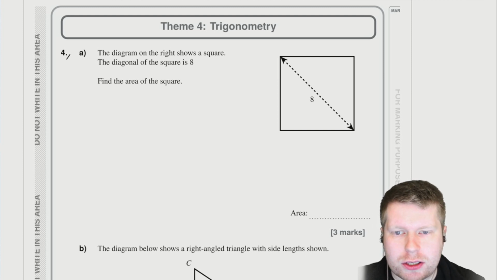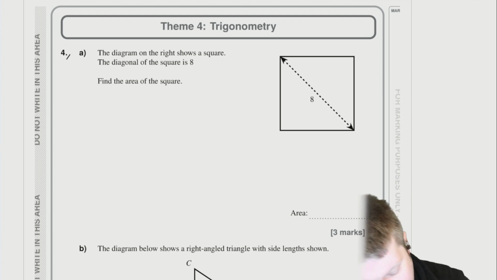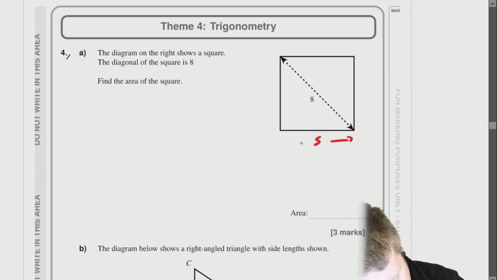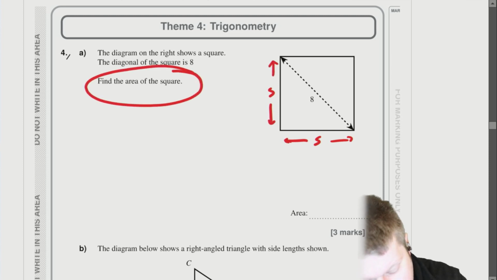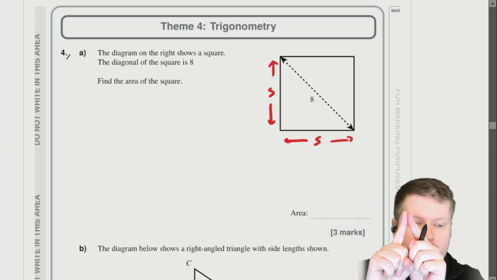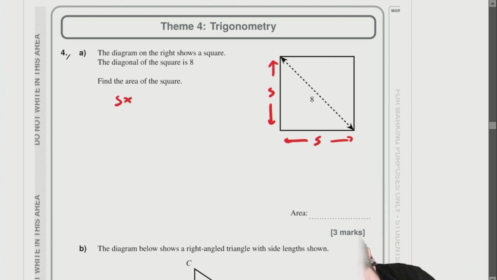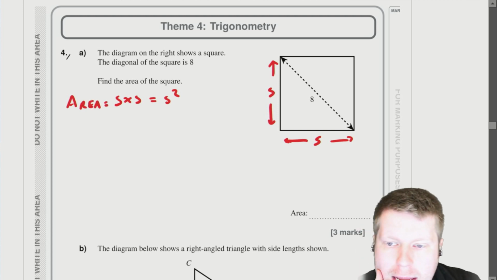Question 4a, the diagram on the right shows a square. Remember that the whole definition of a square is that all of the side lengths, let's call it S, are the same length. So that's S, that's S, that's S. And we need to find the area of the square. Now remember, in order to calculate the area of the square, it's just going to be the base times the height. So in this case, it's just S times S, which is going to give me S squared. So what I'm looking for to find the area is a value for S squared.